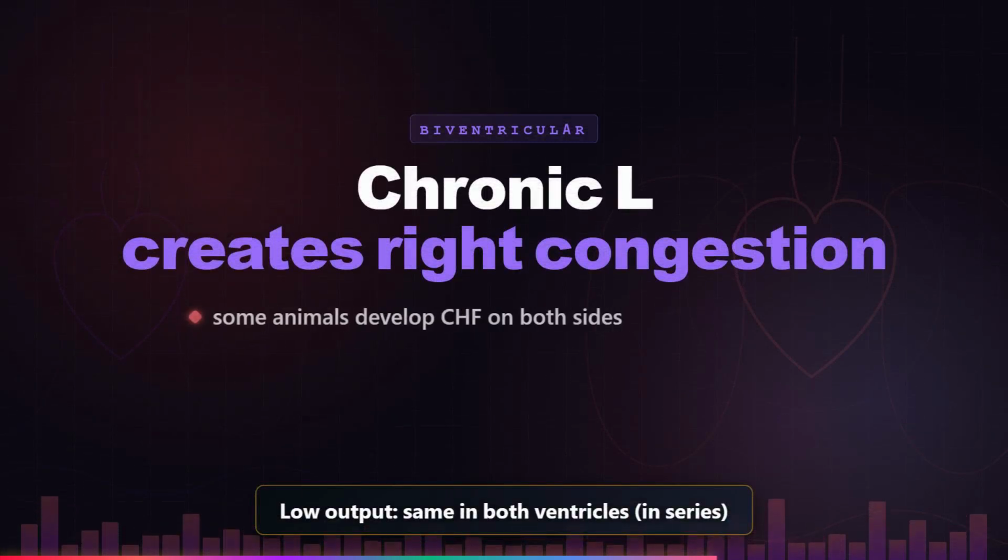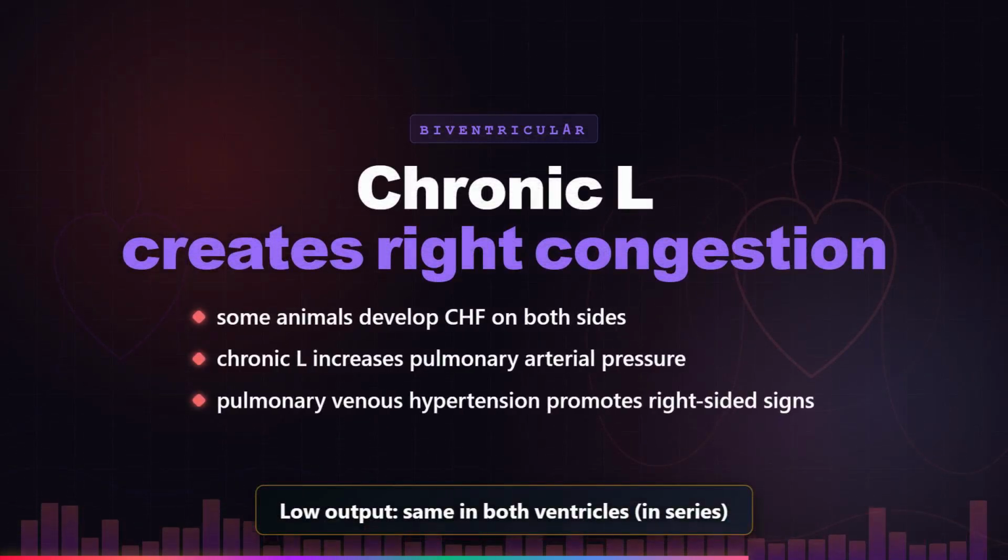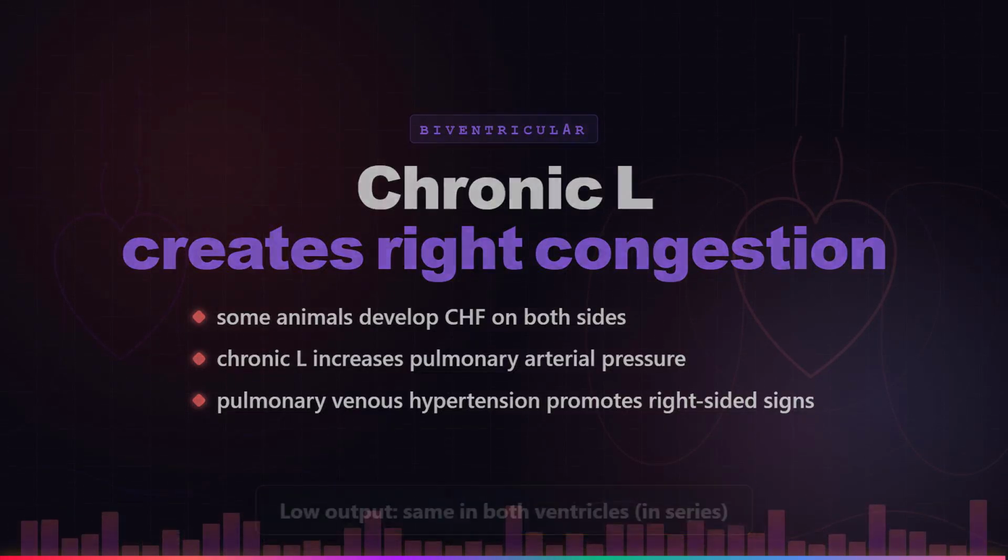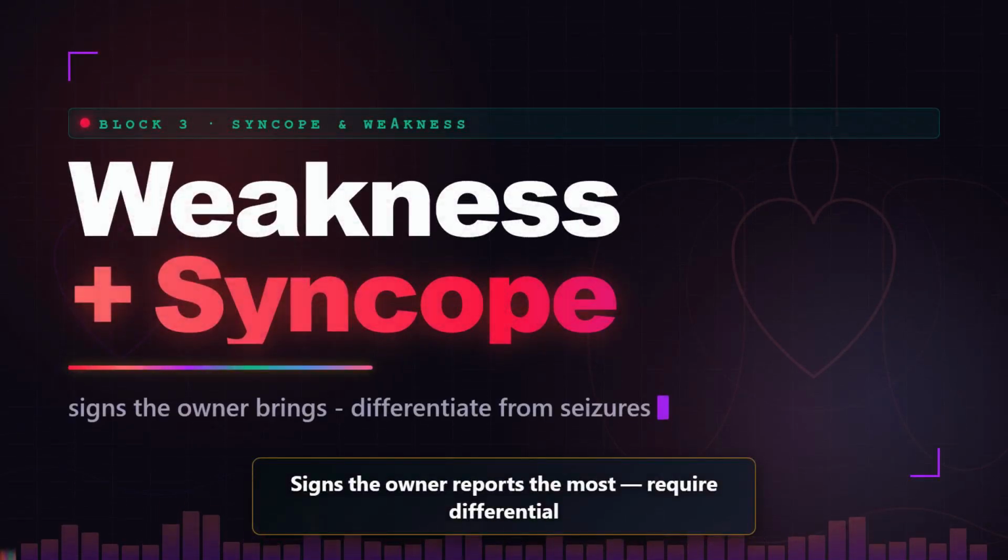The signs of low outflow, or decreased cardiac output, are similar regardless of which ventricle was primarily affected, because the outflow of the left heart is paired with the cardiac output of the right heart. If both ventricles are in series in the same circuit, the total cardiac output must be equal in both. Understanding the pathophysiology behind weakness, exercise intolerance, and syncope is fundamental for clinical diagnosis, since these are signs frequently presented by the owners.